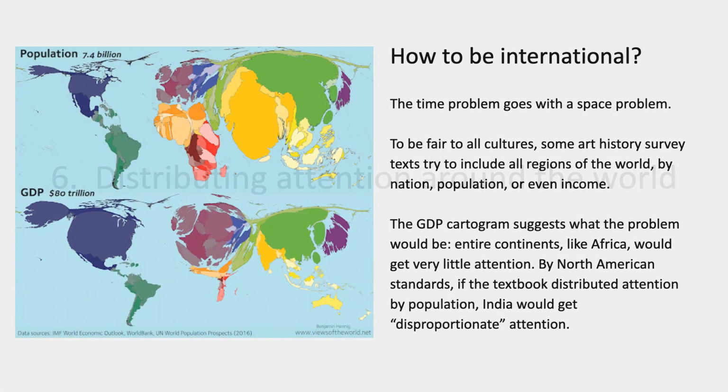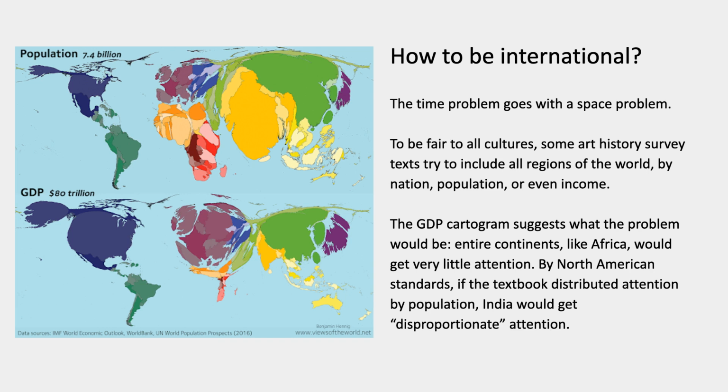The sixth problem is how to distribute attention all around the world. So it's a kind of spatial problem that goes along with that time problem. You could decide your principle of fairness, like how are you going to distribute your attention all around the world. You could do it by regions, by nation, by population, by income. These are cartograms, distorted maps based on different criteria.